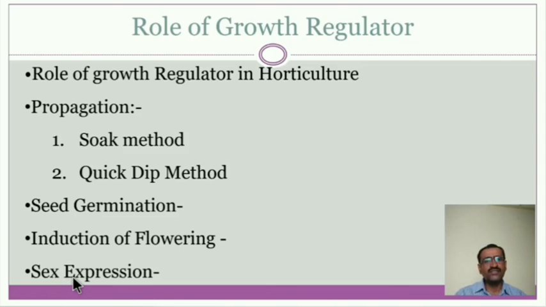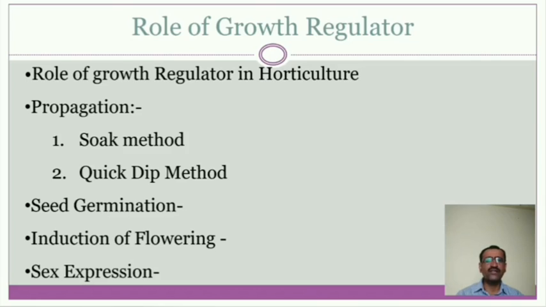Here two sex expressions are there. First one is the male flower, and second one is the female flower. In some cases, if the female flower is on the plant, only then can fruiting take place, for example in pomegranate. Okay, in such cases we can change the sex expression of the plant. How? Let us see here.